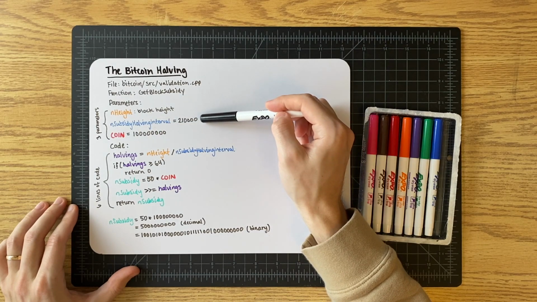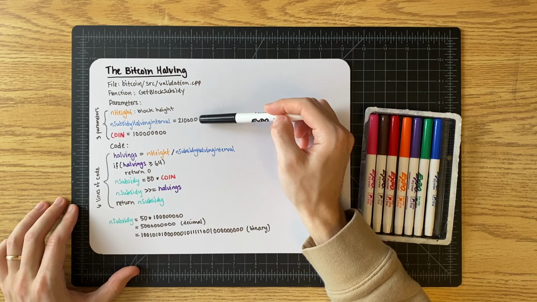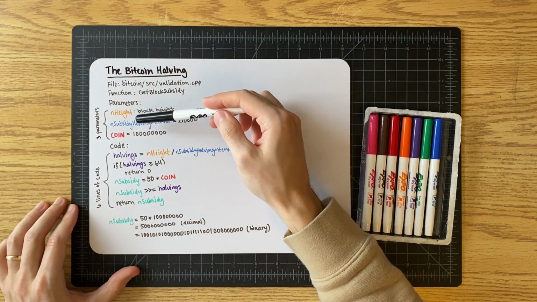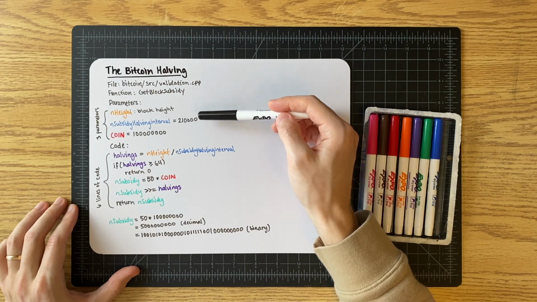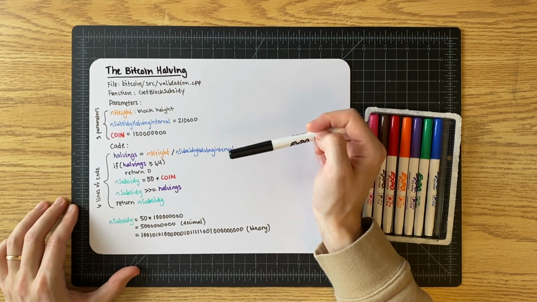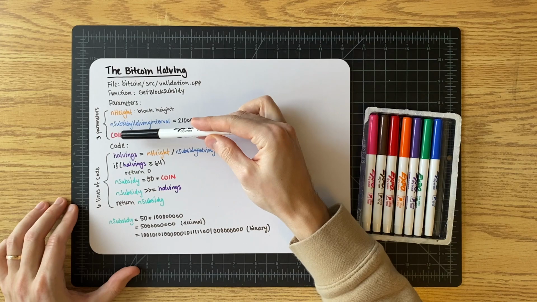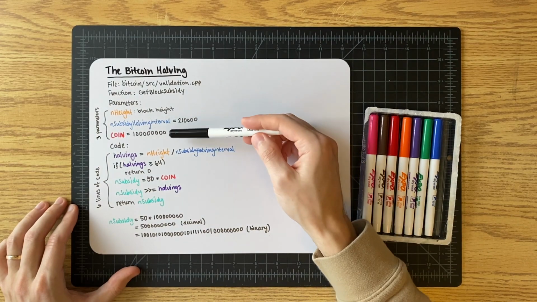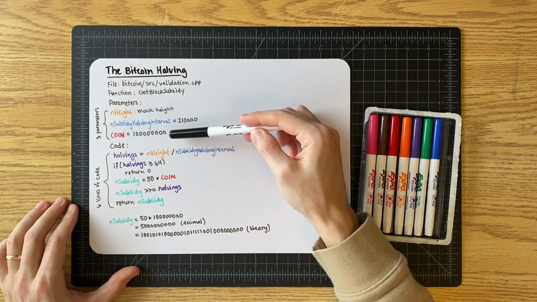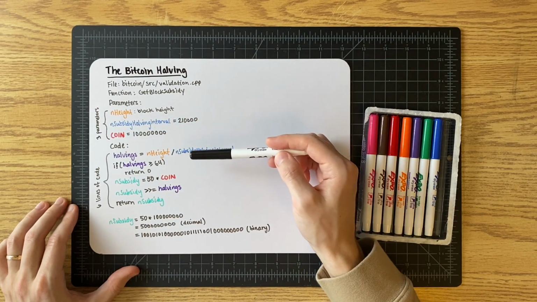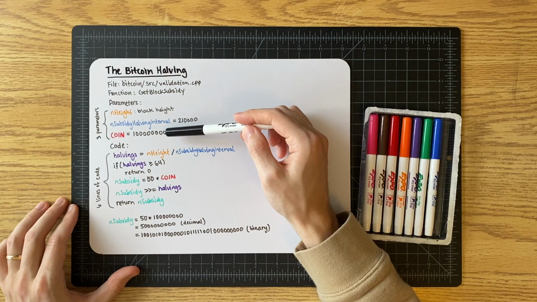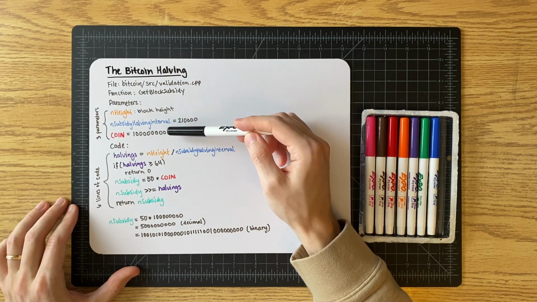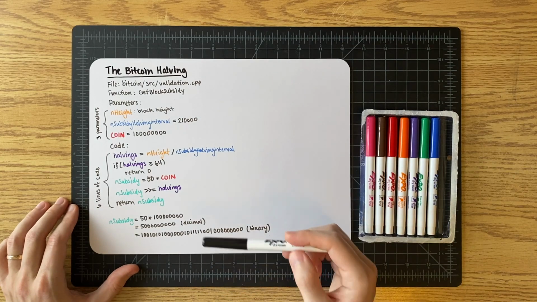These last two parameters are fixed, right? So these values don't change at all. The nSubsidyHalvingInterval, as we all know, is 210,000 blocks, and COIN represents the number of units in a single Bitcoin. This number is 100 million, and we refer to these as satoshis, right? So 100 million satoshis per Bitcoin.